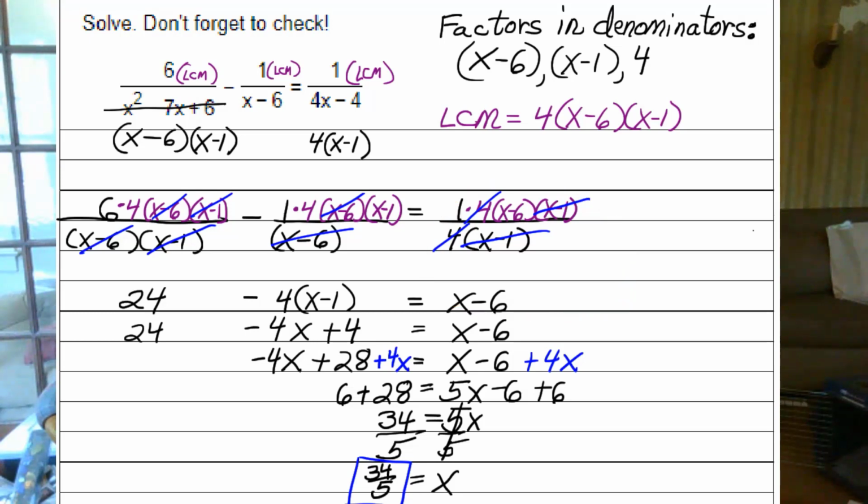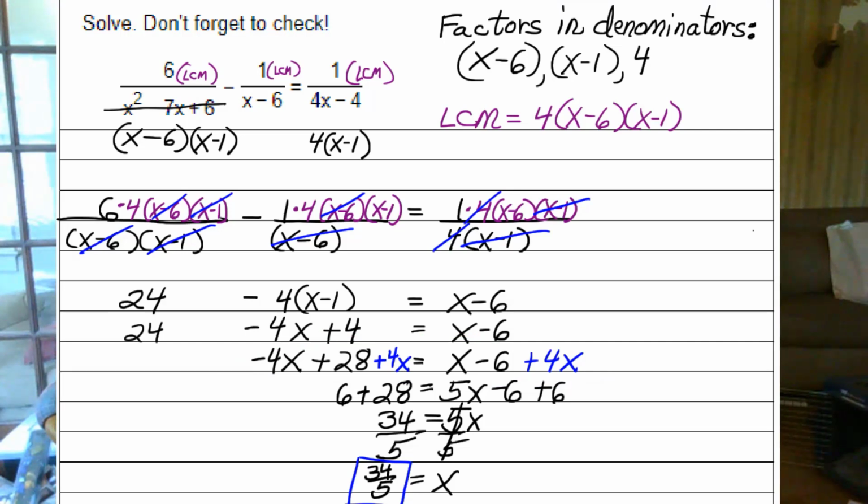So I'll have 24 minus 4x plus 4. I have negative 4 times negative 1, that's plus 4, equals x minus 6. 24 plus 4 is 28, minus 4x equals x minus 6. I decide to move my 4x over here with the other x term, so I'll have negative 4x here, but I add 4x here. That gives me 0, or 0x over here. I add my 4x over here. 4x plus x is 5x.